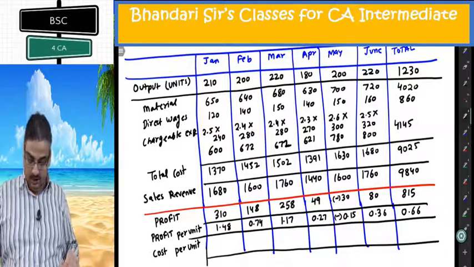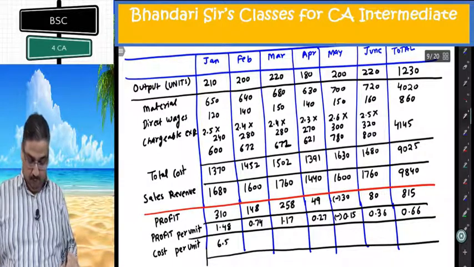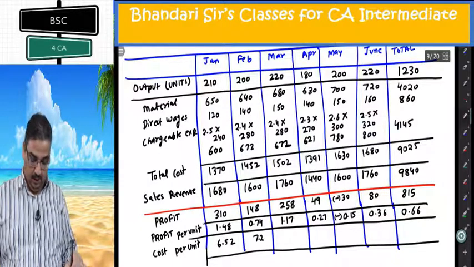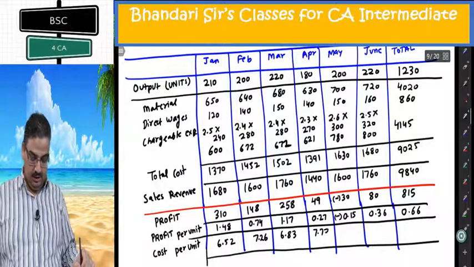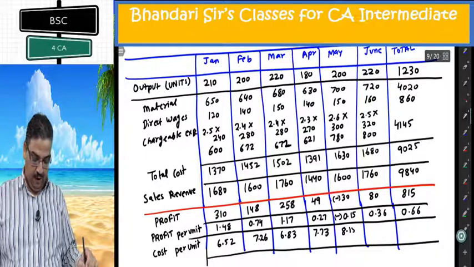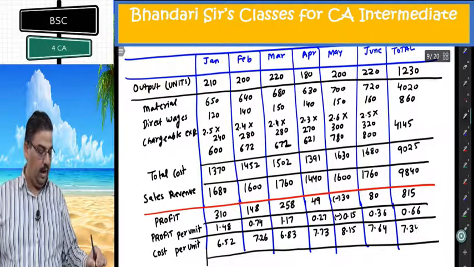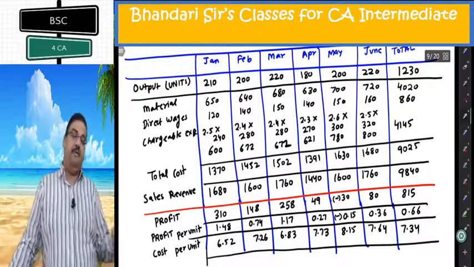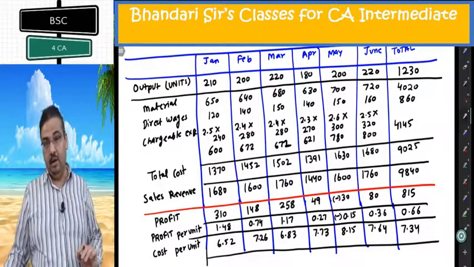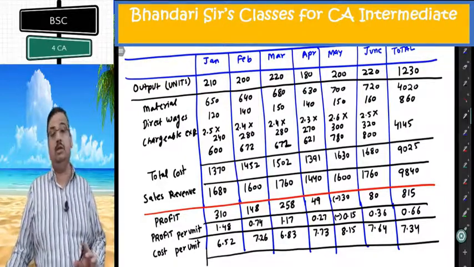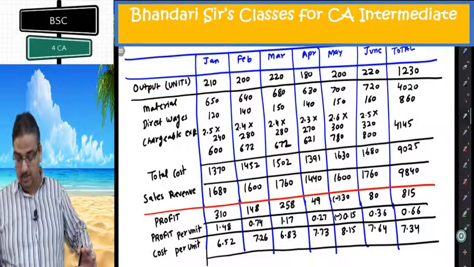Cost per unit, either profit reduced from 8 rupees or total cost divided by total units. You will get the answer there. 6.52, 7.26, 6.83, 7.73, 8.15, 7.64, 7.34. 8 rupees is selling price. If I reduce profit from there, I can get cost, or alternatively total cost divided by units. That will give you the same figure.